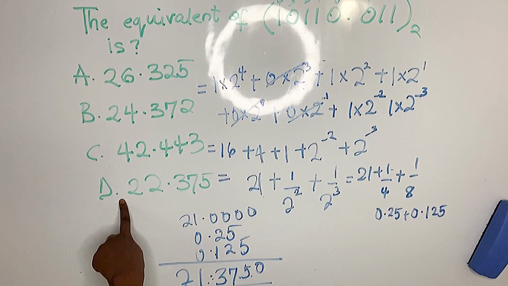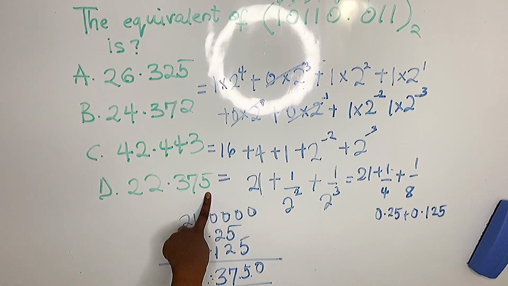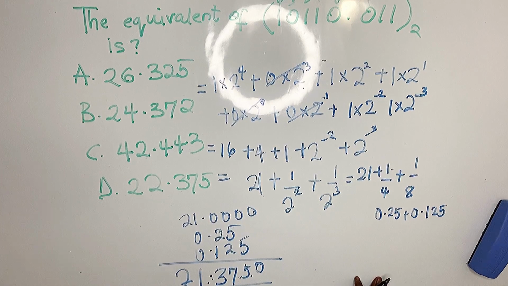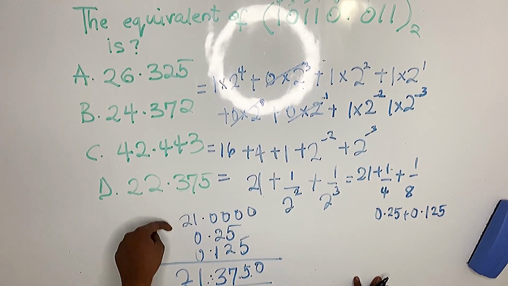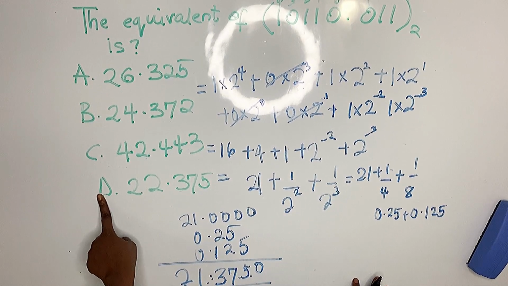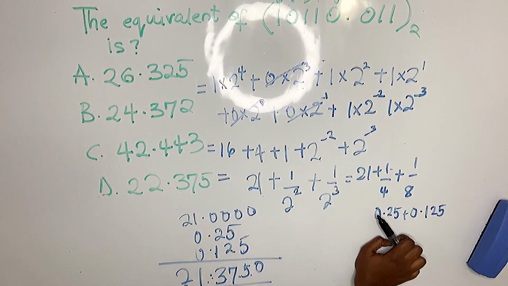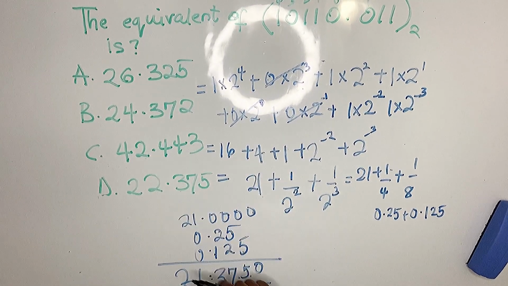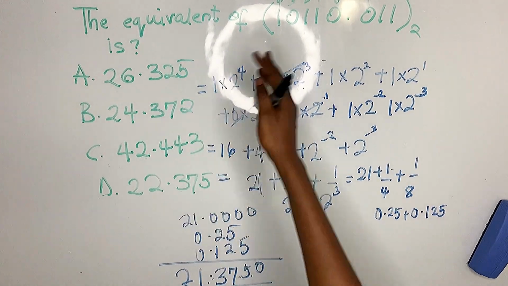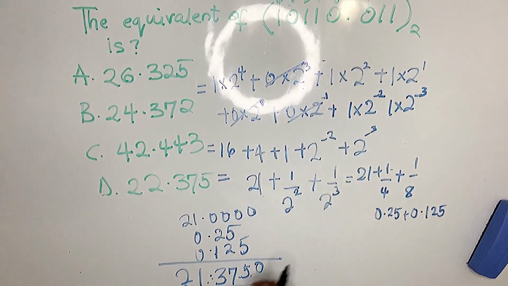But our answer D is giving us 22.375. So either I made an error somewhere, or this is an error from the answer. This is the closest to our answer so far, and this was what was ticked as the answer in the past question that I used. So let me go through this. Okay, I've checked this thoroughly, and the correct answer is 21.375. So there is a possibility that an error was made here, but the idea is that you understand the concept of how to expand a decimal number when converting to base 10.